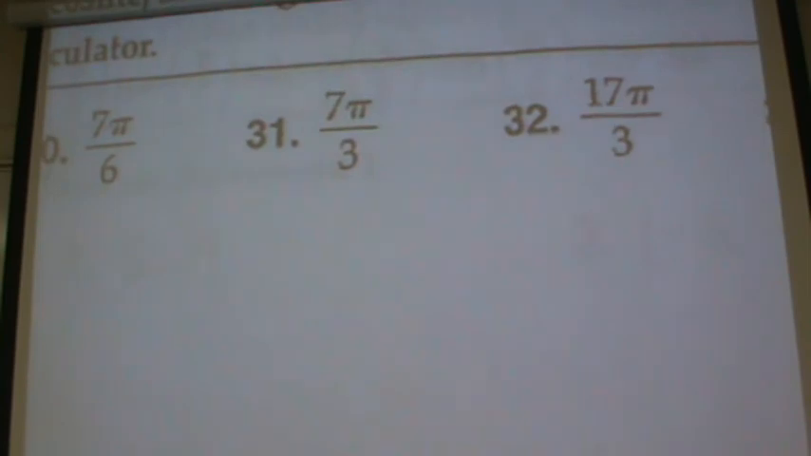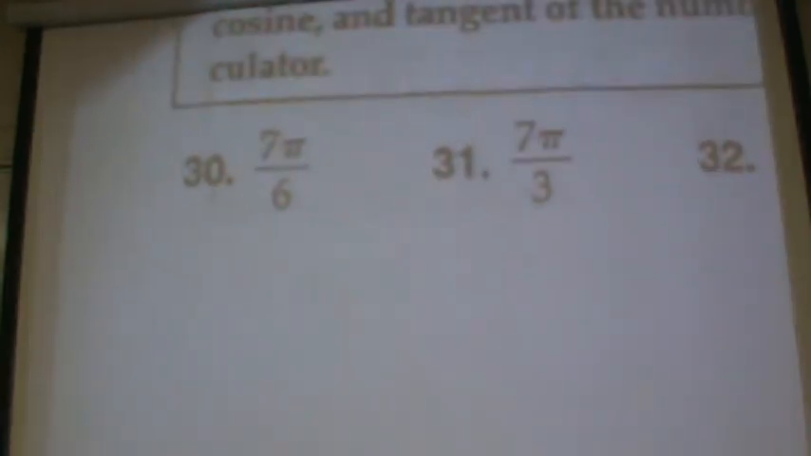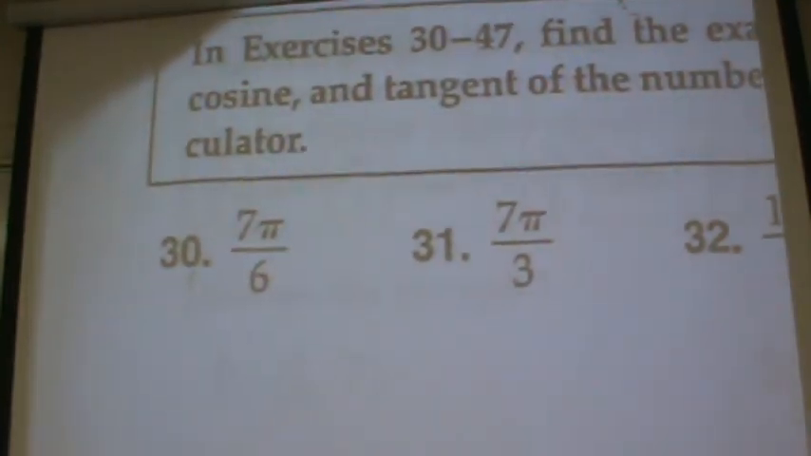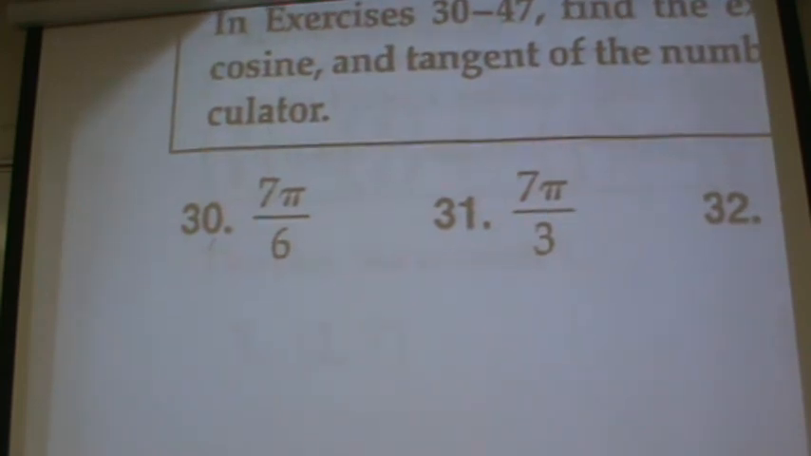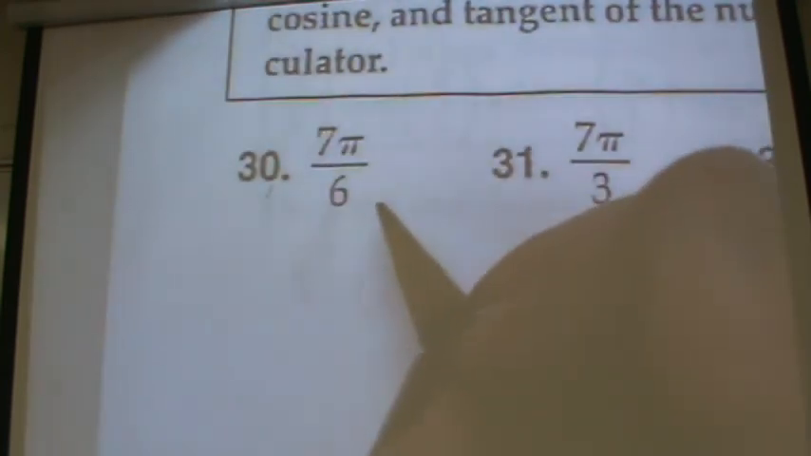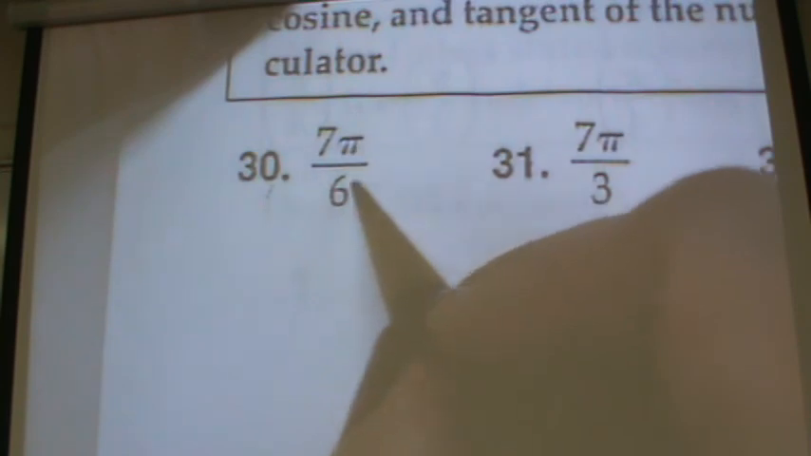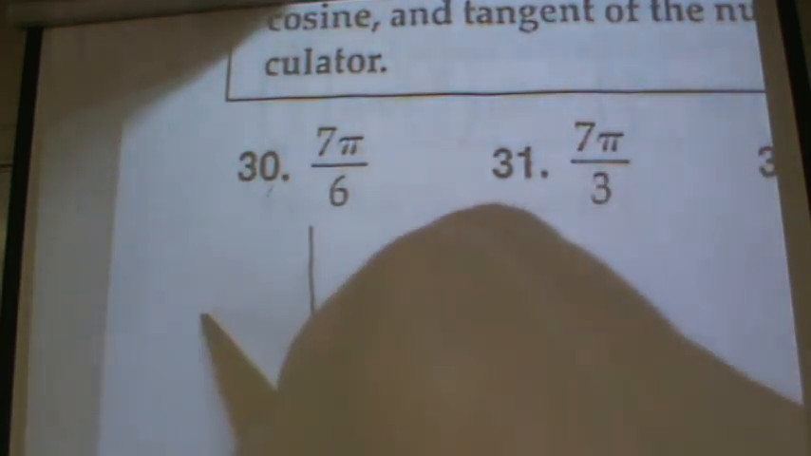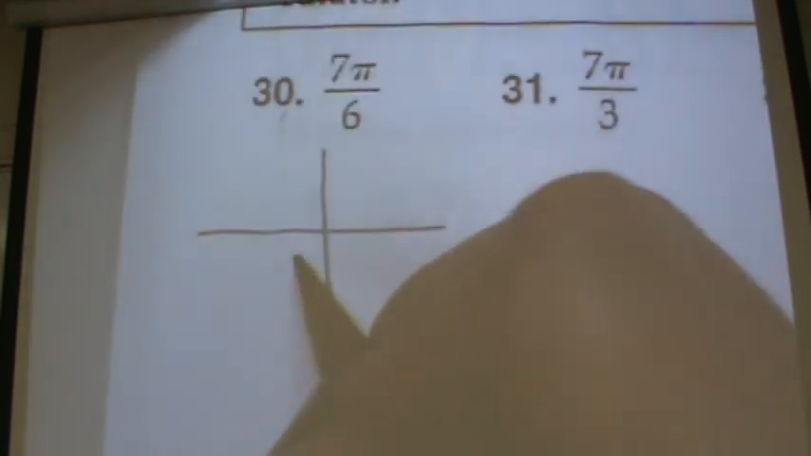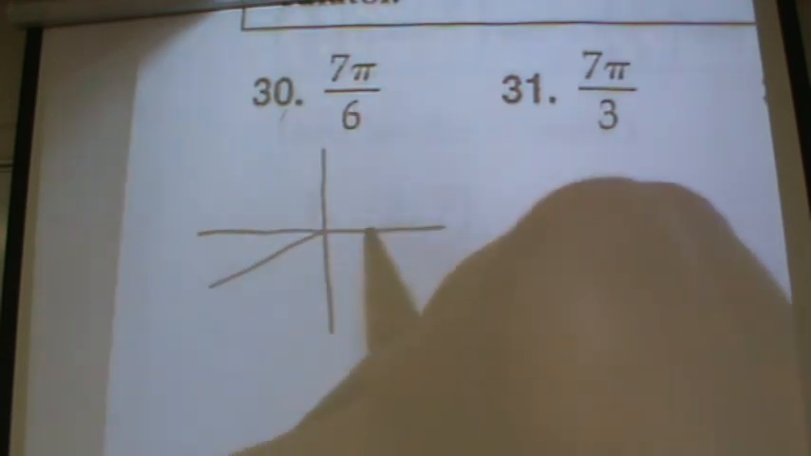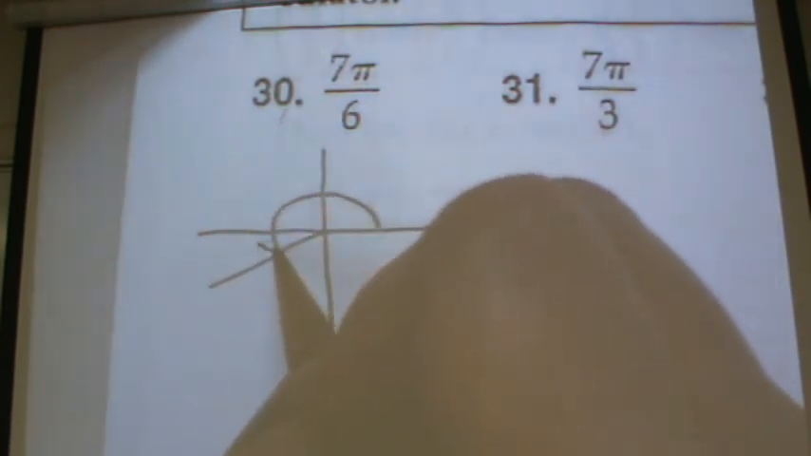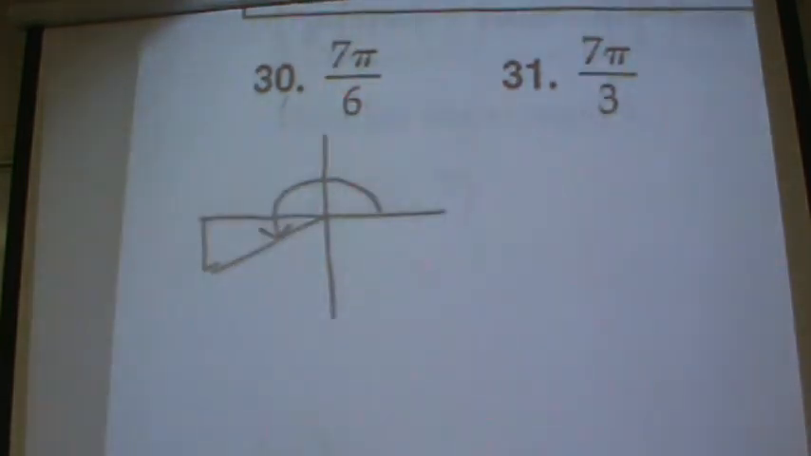Okay, backside. Next, 30. Now we're gonna find the sine, cosine, and tangent of these. So first you wanna say where this is at. Where is 7 pi over 6? 7/6 is in quadrant 3. There is 7/6, right there. So what's your reference angle? Pi over 6.